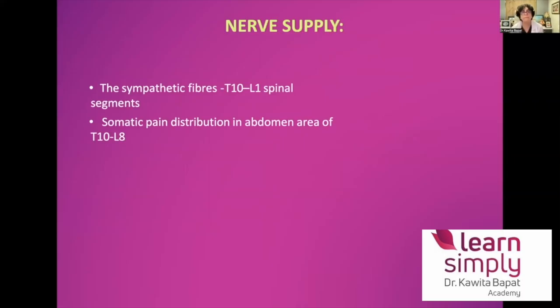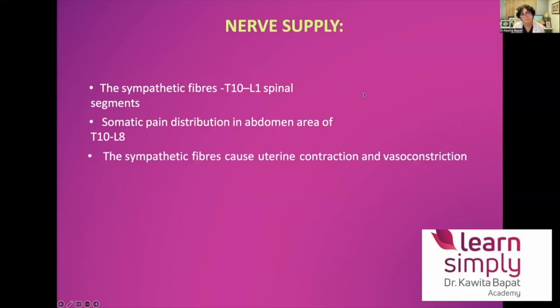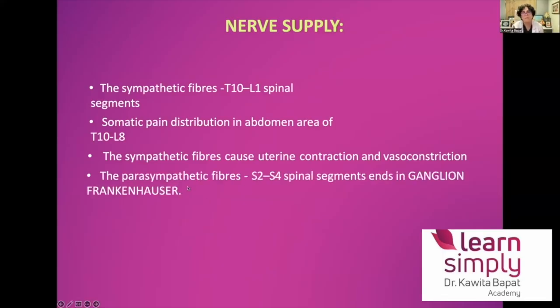The nerve supply, which is very, very important. It's not that important when we're doing the surgery, but we should know what the nerve supply of the uterus is. It's sympathetic fibers, T10 to L1. Somatic pain distribution is the area of T10 to L1. Sympathetic fibers cause uterine contraction and vasoconstriction. So in labor, we should know that the pain is there because of this.